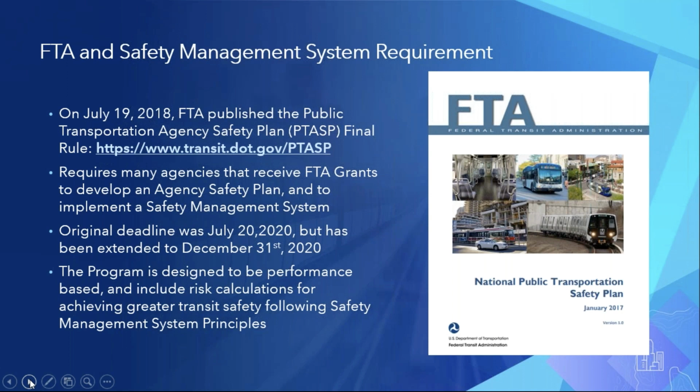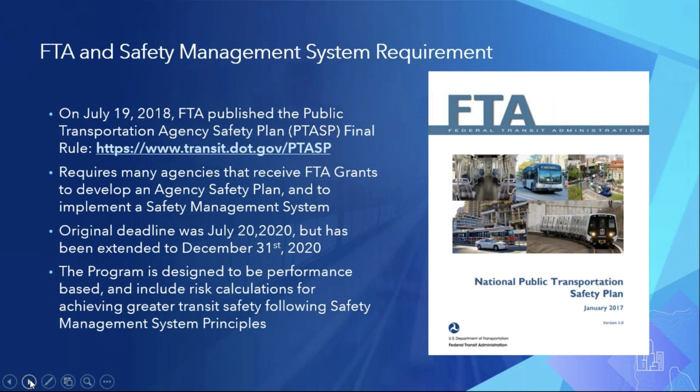The goal was to tie transit asset management requirements and a state of good repair to an agency's safety policies to help guide resource and investment decisions for transit agencies. And while not every transit agency had to comply, the largest majority of public transit agencies that received FTA grant funds were required to develop an agency safety plan. The rule was originally meant to be implemented by July 20th of this year, but has recently been extended to the end of the year.